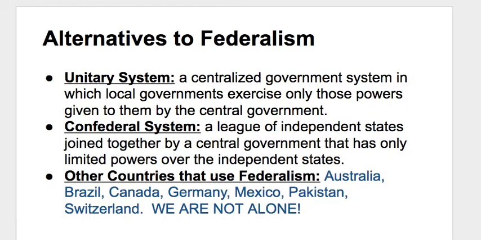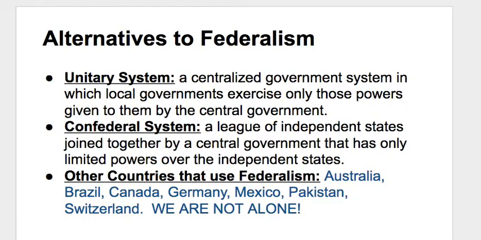So, alternatives to federalism. You have your unitary system, which is a centralized government system in which local governments exercise only those powers given to them by the central government. So basically the central government is telling them what they have the power to do.